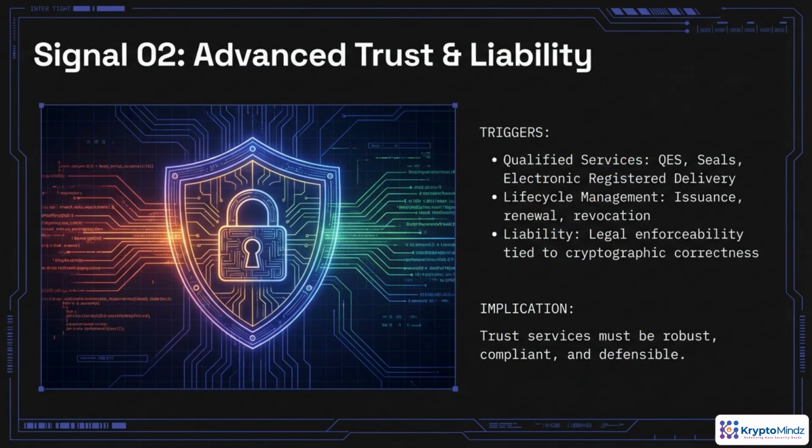Advanced trust and liability is where eIDAS 2.0 becomes very real for executives. Here, you're no longer just checking identities. You're accepting signatures, seals, and deliveries that must stand up in court. That means every step in the lifecycle, issuing, renewing, and revoking credentials, can create or reduce liability. For relying parties, the takeaway is simple. Your trust services must be technically sound, clearly governed, and legally defensible.